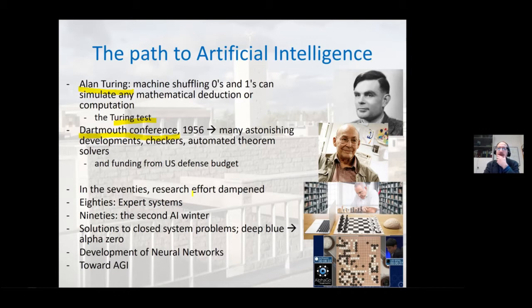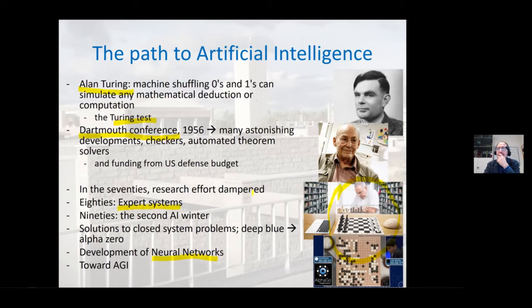There was a winter, no funding and discouragement. And after some enthusiasm with expert systems in the 80s, there was another dampening of activities. But then the way towards increased research in artificial intelligence has come from finding solutions to closed systems. There was finally a machine that defeated the world chess champion, and the development of neural networks, coupled with, of course, much cheaper and faster CPUs.